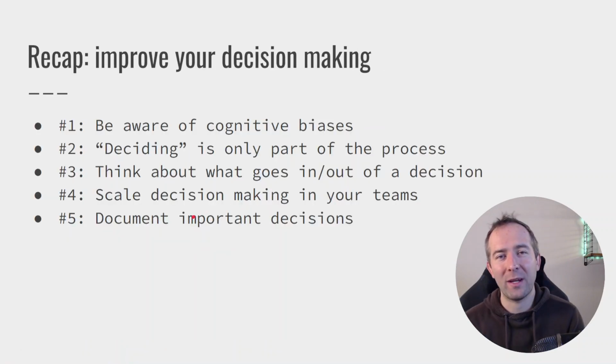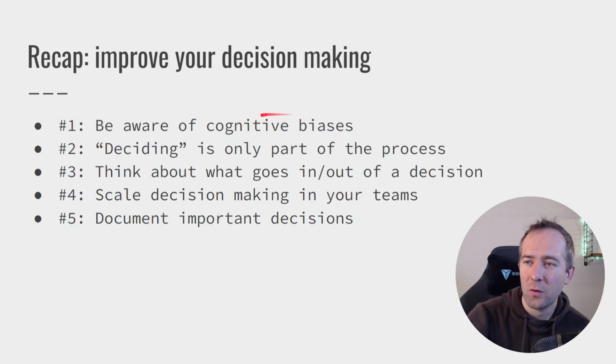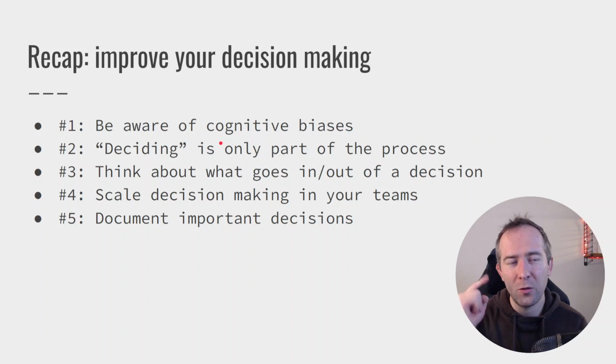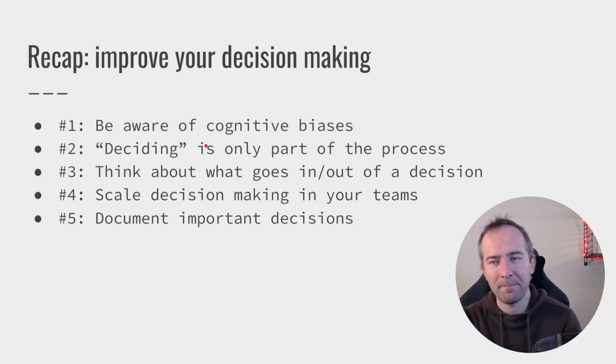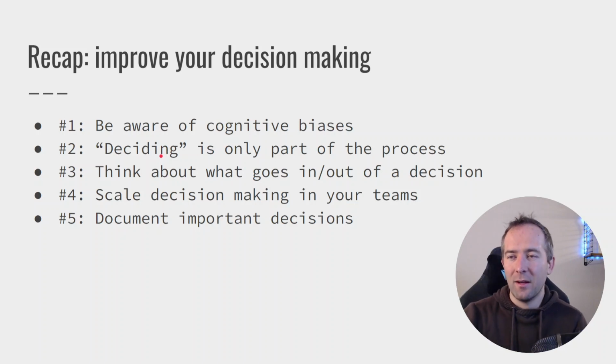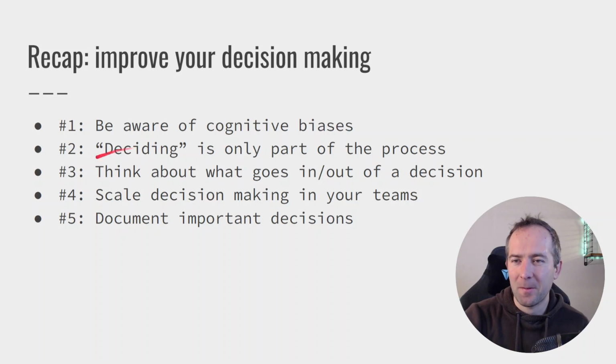So those are my 5 quick tips, and let's give a quick recap. Tip number 1, be aware of those shortcuts our brains tend to use. Be aware of cognitive biases so you can spot them and you can counter them in decision making. Tip number 2, deciding is only part of the process. Remember the wheel of getting stuff done. It takes a lot of steps to actually get stuff done. It takes a lot of preparation, it takes decision making, and it takes a lot of follow-up work after making a decision.